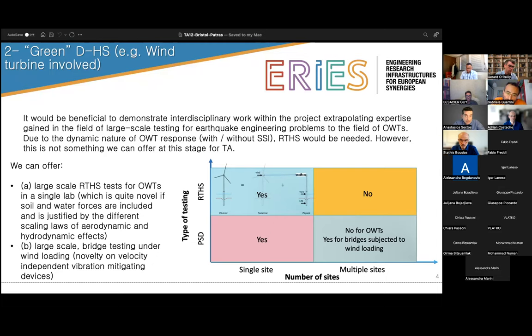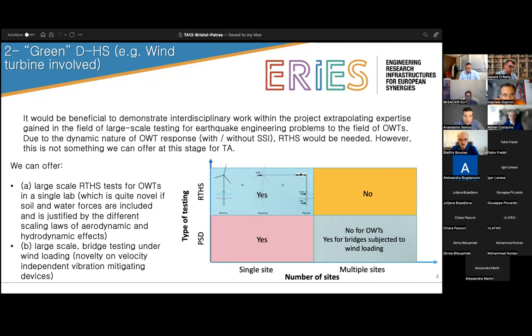So things that could be done is, one, for example, a real-time hybrid simulation in a single site. That would probably be quite novel, because it would address soil forces, water forces, and also the different similitude laws between aerodynamic and hydrodynamic effects. That would be an option, or something of this type, let us say.